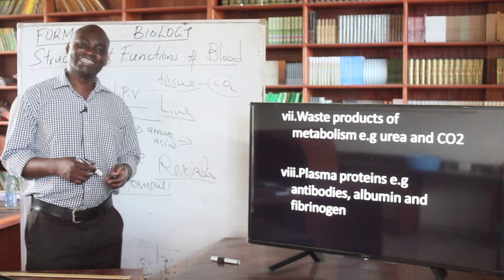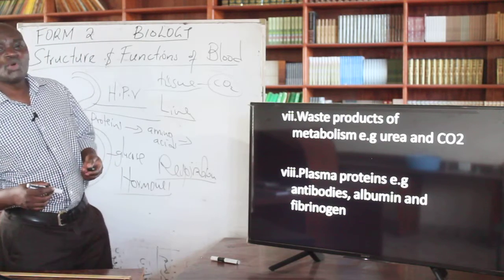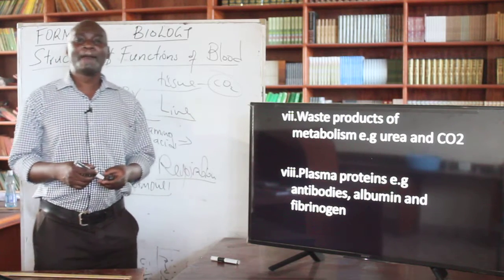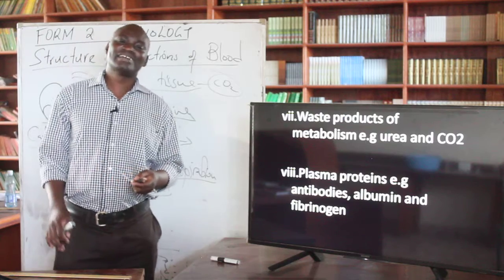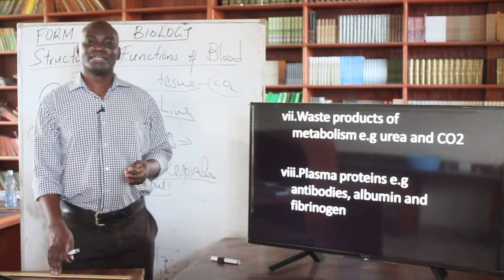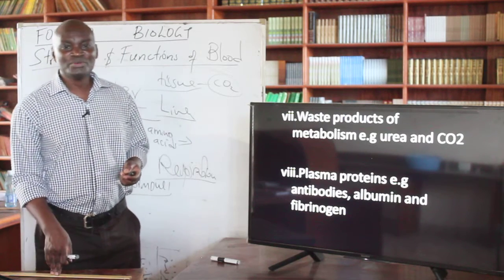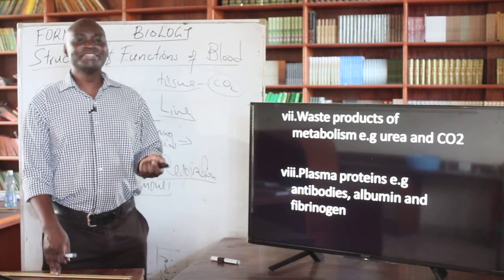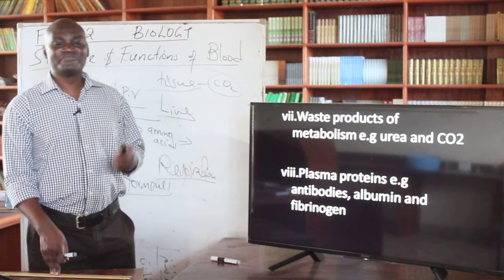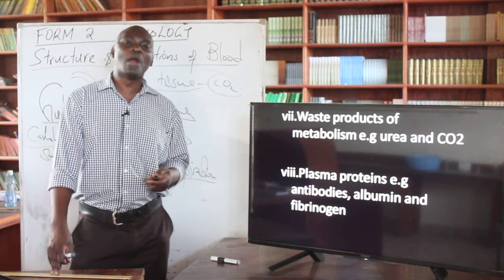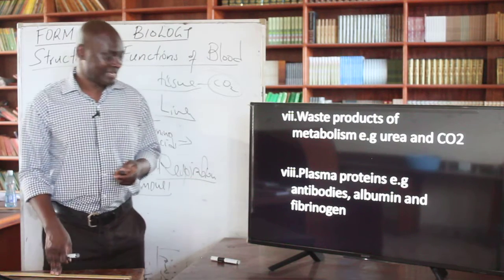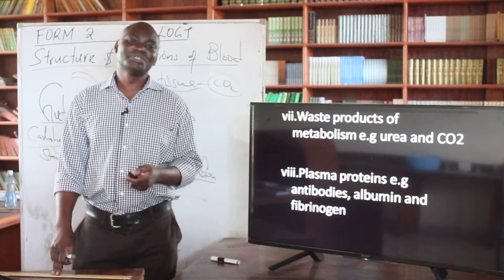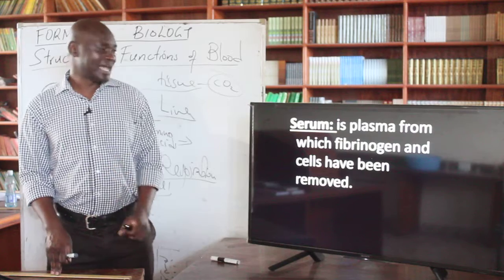And finally, the plasma also contains what we call plasma proteins, like the antibodies, albumin, and fibrinogen. So antibodies and fibrinogen are proteins that are found in the blood. Later we look at their functions at the right time.